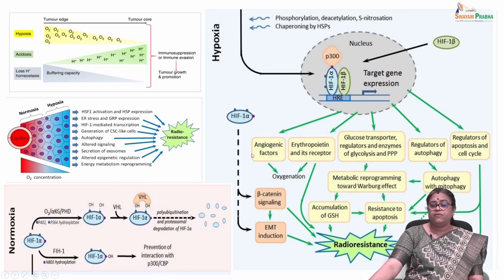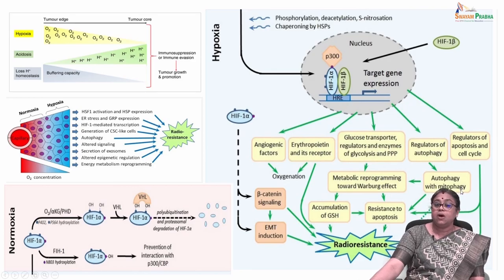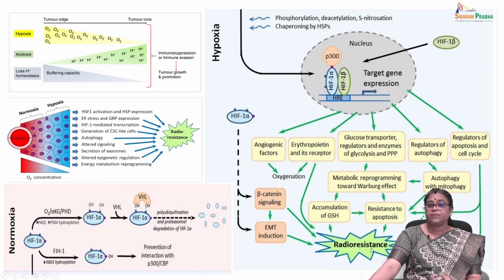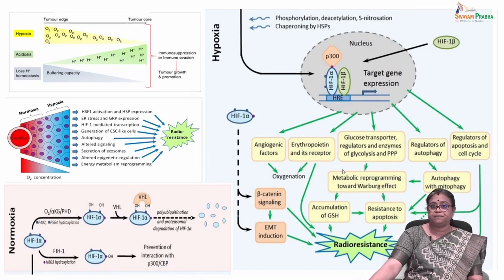So, therefore, when these signal transduction pathways are activated, these in turn can again lead to cascading effects of metabolic reprogramming, which happens through the Warburg effect. There can be autophagy with mitophagy, which can lead to resistance to apoptosis. So, all these components, the cascading events, lead to radioresistance and chemoresistance. That is, any hypoxic area in the tumor will make the tumor resistant to any kind of therapy.